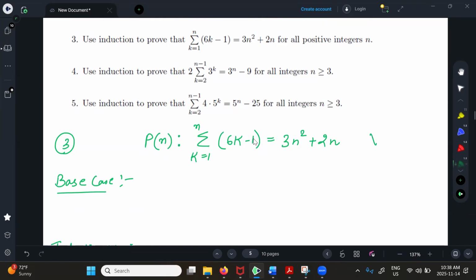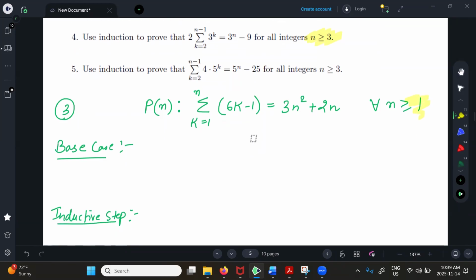Yes, for all n greater than or equal to 1, because it's positive integers. Is this clear to everyone? Base case matters where to start. If it's 3, you start at 3. If it's 7, you start at 7. If it's all positive integers, you start at 1. 0 is not positive, okay?